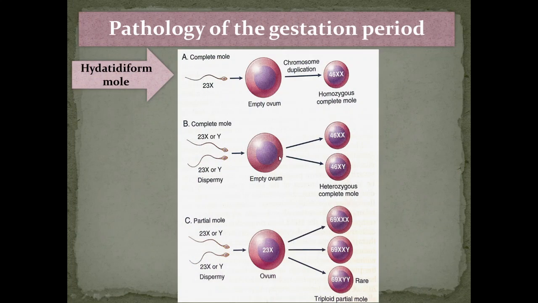Hydatidiform mole. This disease is an example of gestational trophoblastic disease. And hydatidiform moles are important to recognize because they are associated with an increased risk of persistent trophoblastic disease, or in other words, invasive mole, or even choriocarcinoma. Hydatidiform mole is divided into two subtypes, complete and partial mole. We have some histological differences, but the most important is the genetic difference.